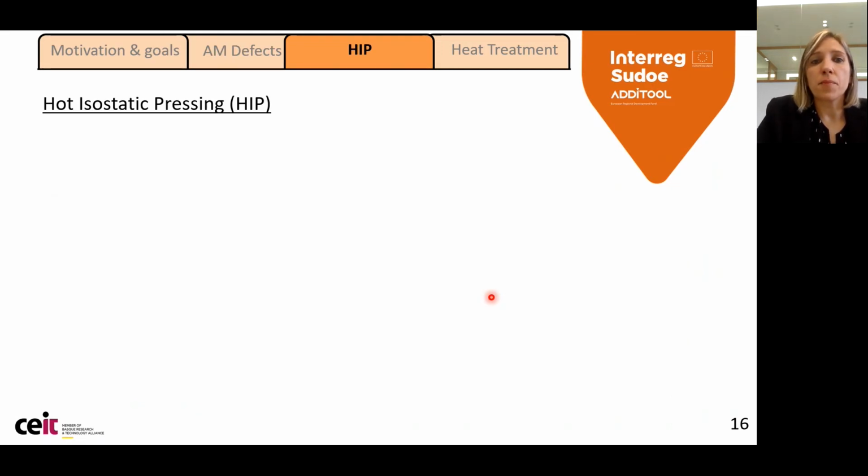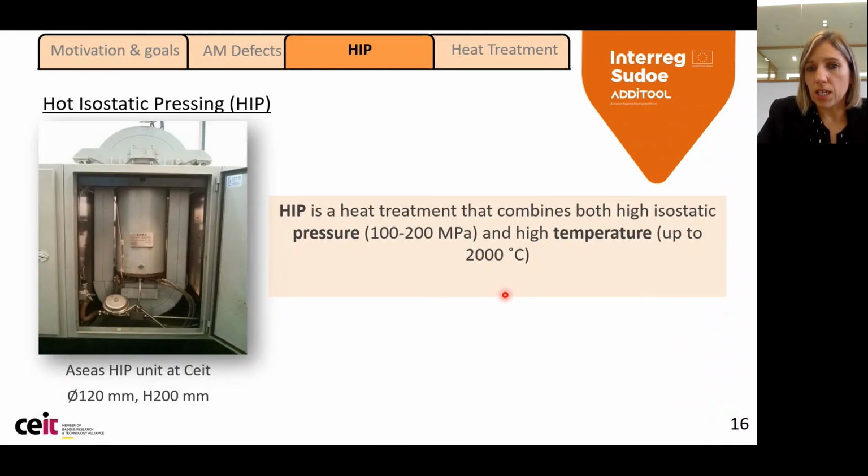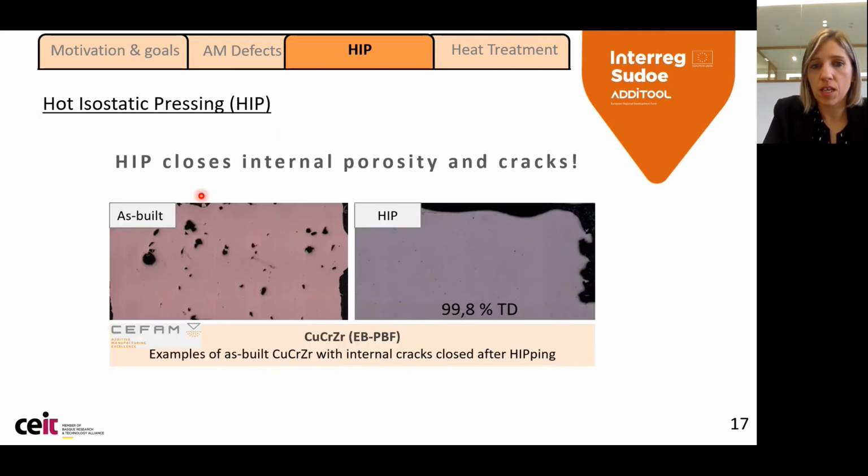And one of the best solutions is hot isostatic pressing. Hot isostatic pressing is a heat treatment which combines both high isostatic pressure and high temperature. Here you can find the hot isostatic pressing unit that we have in SAID in the laboratory scale, but nowadays there are very big hot isostatic pressing equipment as well for bigger components. And as we will see, there are also some HIP equipments that have a rapid cooling, which will allow to make the heat treatment inside the HIP units.